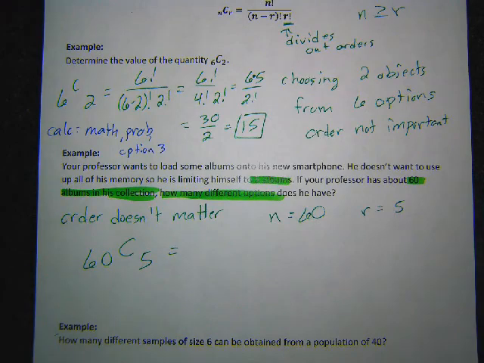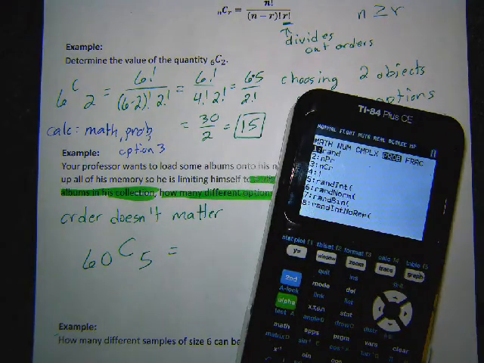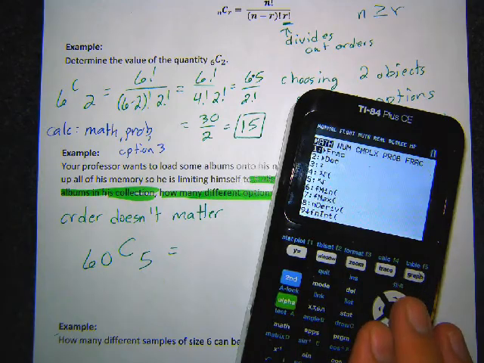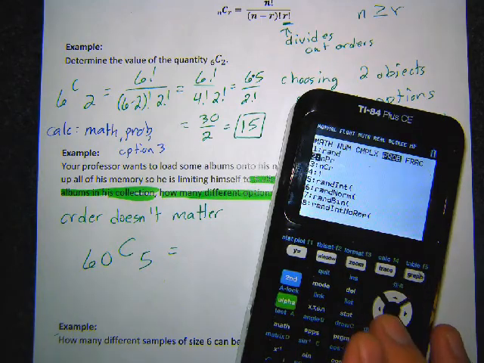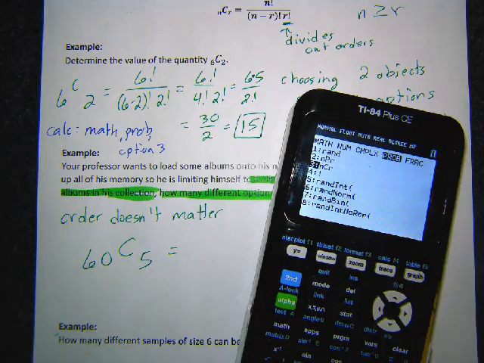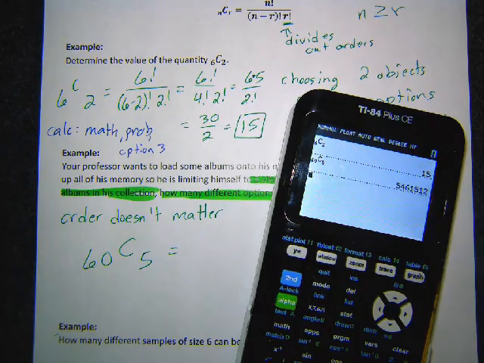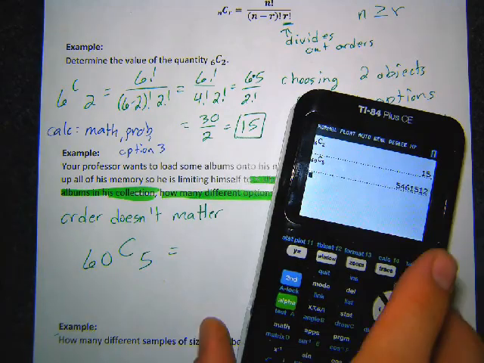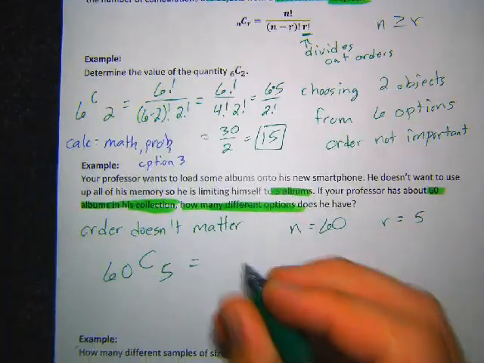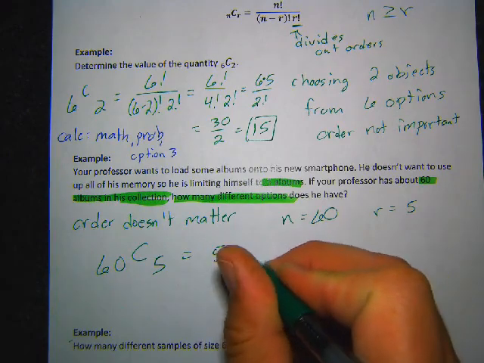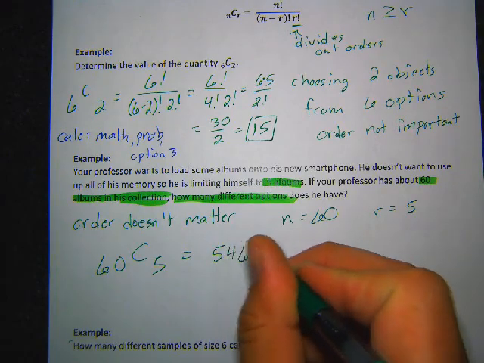Now again, I'm not going to do this by hand because it just gets to be a pain. So instead, I'm going to type in my 60, hit that math button, go to the probability option, hit nCr, type in that 5. There we go. We have lots of options, right? This is pretty big because I have 60 CDs to pick out of.